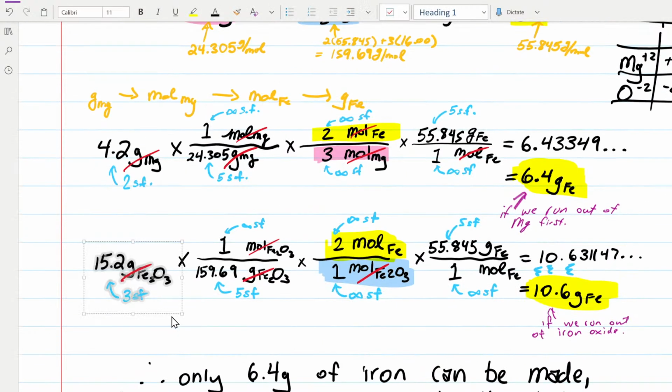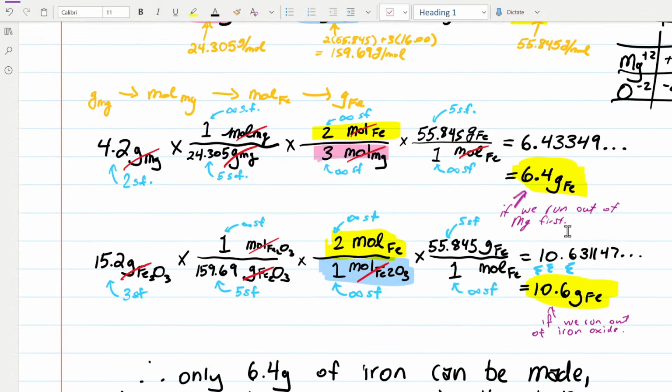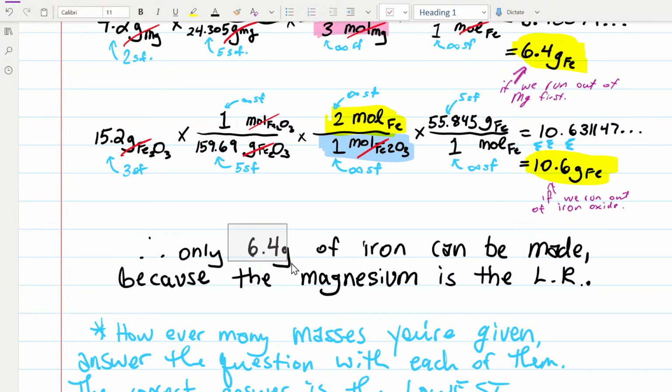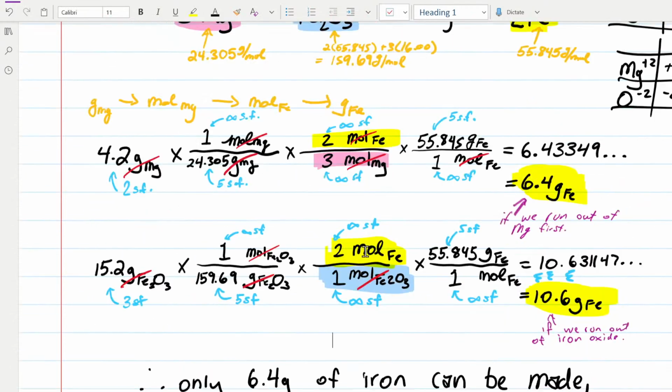On the other hand, using all of the iron oxide, knowing that iron oxide weighs 159.69 grams, and that you get 2 moles of iron for every mole of iron oxide you use, and knowing that every mole of iron weighs 55.85 grams, we could get 10.6 grams of iron. And so we said, we could get 10.6 grams of iron if we used all the iron oxide, but we could only get 6.4 grams of iron if we used all the magnesium. 6.4 is the number we're actually going to get. And the reason is because the magnesium runs out. Just like we only get 3 sandwiches because the bacon runs out.